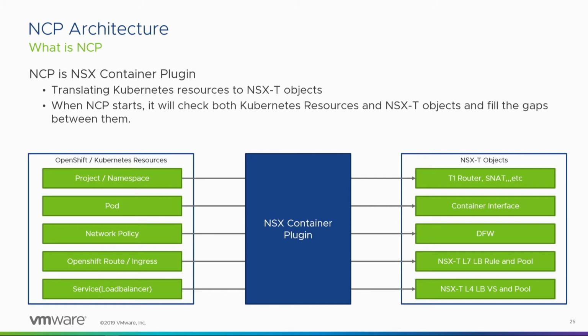Another example, if you saw Roy talk about network policies, that's a YAML file that you push into the Kubernetes clusters. NCP will translate that into NSX distributed firewall. Same thing for load balancer, whether you are configuring layer 7 ingress or a service type load balancer, NCP will do that respectively, layer 7 or layer 4.